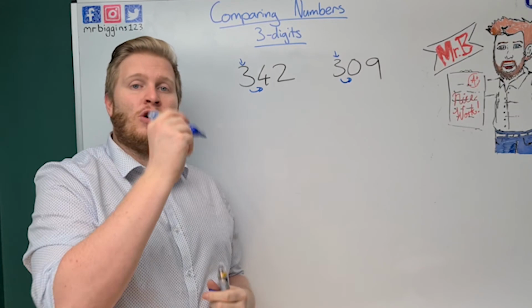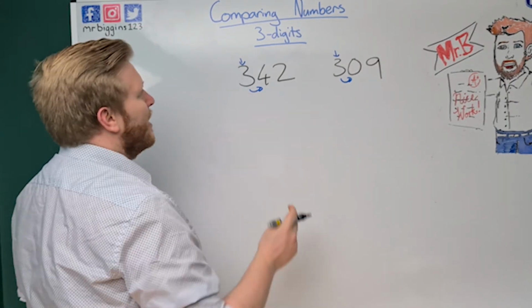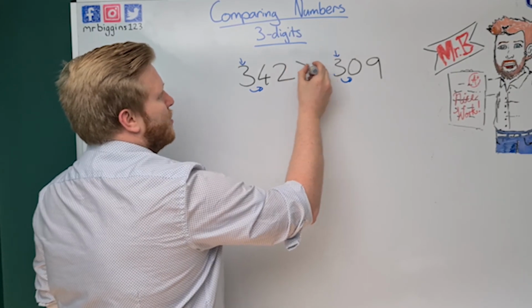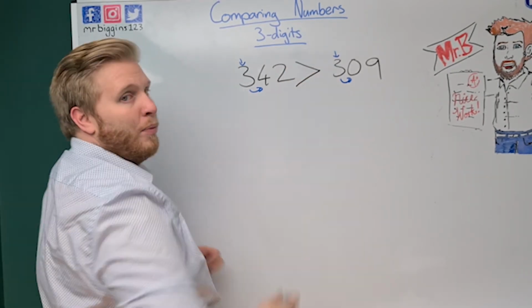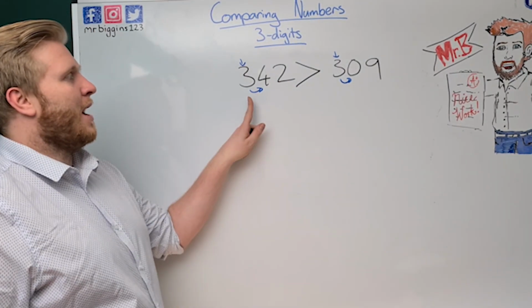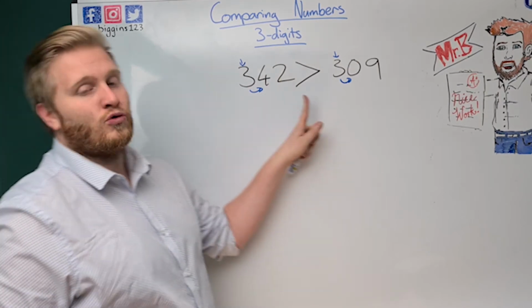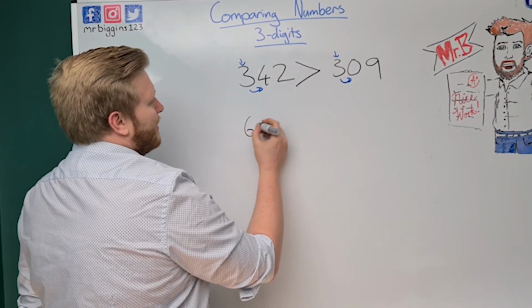So rather than writing greater than in a long sentence, I've got my greater than symbol, haven't I? This is the bigger number, so that's the number that's going to have the big gap. This is the small number, so it has the small point. My crocodile is eating the bigger number. So that one now says 342 is greater than 309. Brilliant.